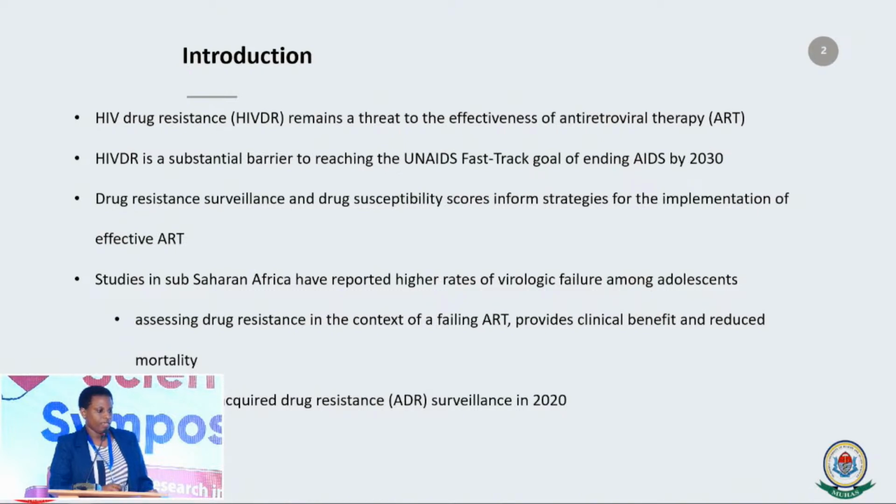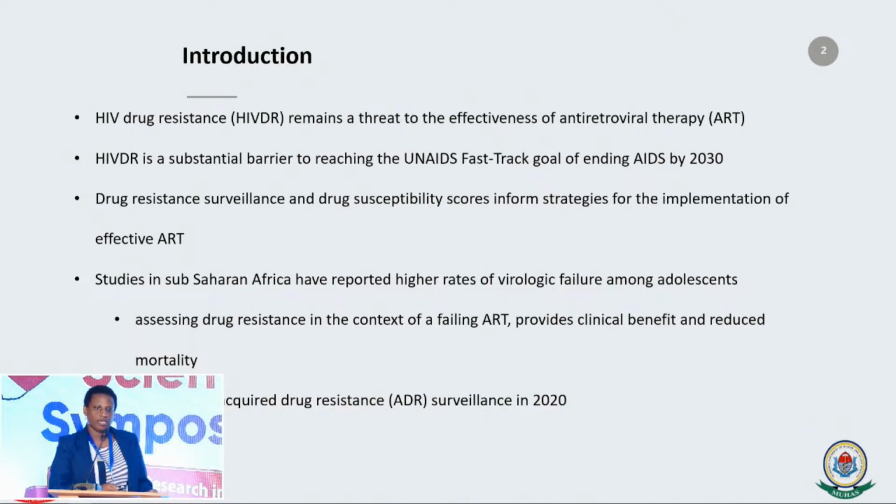And through surveillance or studies, we get quite important information of what works in terms of treatment, which is termed as drug susceptibility scores. So this informs really us clinicians on what really is working, and we are thinking that we need to implement effective ART. Different reasons have been mentioned already about the higher rates of virological failure, so I'll skip that.